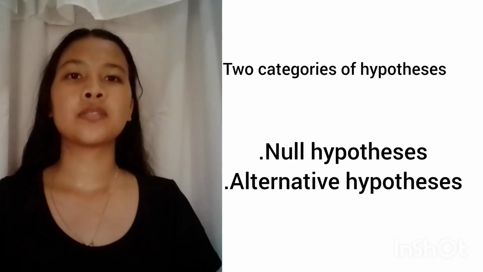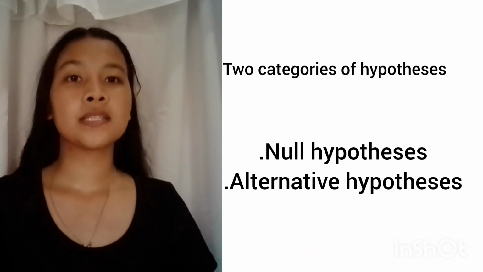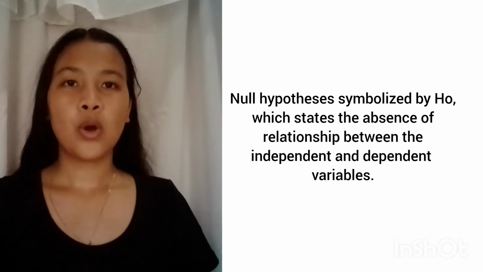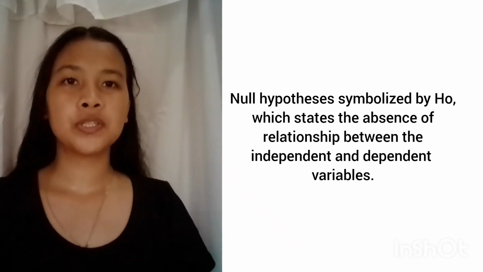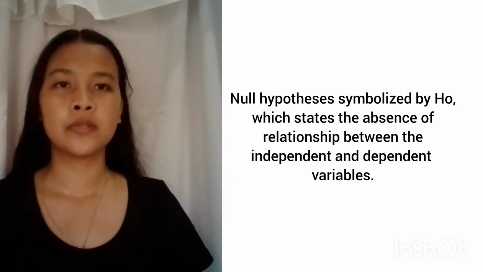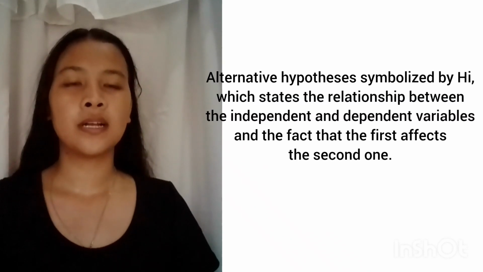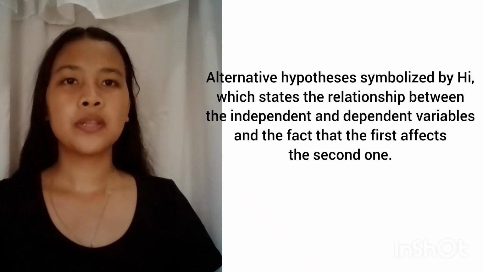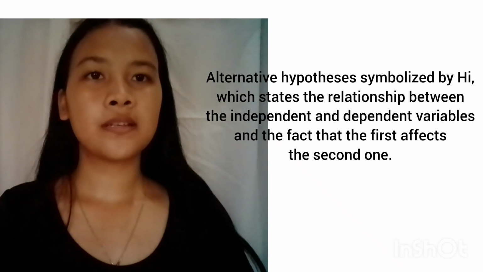There are two categories of hypothesis: the null hypothesis and the alternative hypothesis. A null hypothesis, symbolized by Ho, states the absence of relationship between the independent and dependent variables. It is therefore a statement to disprove the fact that the independent variable, like treatment, intervention, or condition, has an effect on the dependent variable. The opposite of null hypothesis is the alternative hypothesis, symbolized by Hi. The alternative hypothesis states the relationship between the independent and the dependent variables and that the first affects the second one.